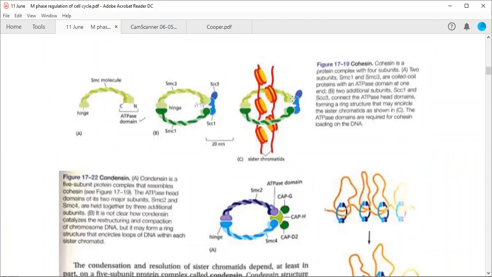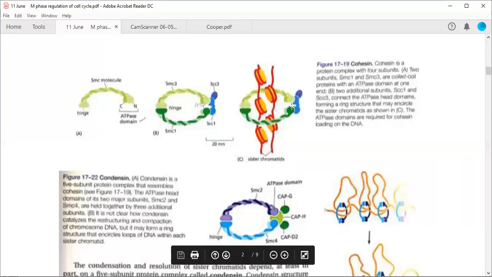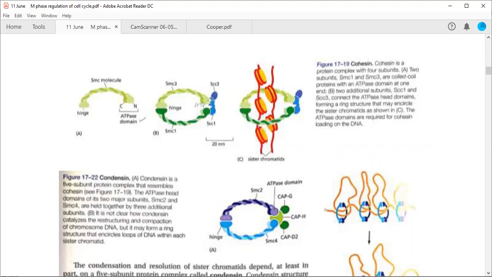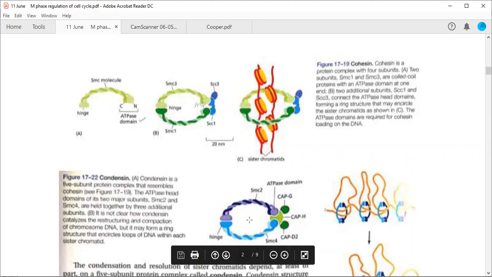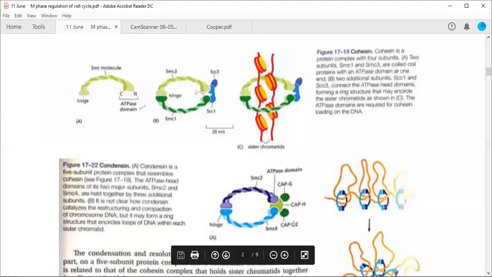so that the sister chromatids can be separated from each other and can move towards the opposite poles. There is no need to break down this, but actually this has a similar function as these two proteins, SCC1 and SCC3, which make a connection between these two SMC molecules, structural maintenance of chromosomes molecules. Similarly, this cap H and cap D2 and G all are making it so that these two SMC molecules, 2 and 4, can be held together so that all the DNA can be compacted.